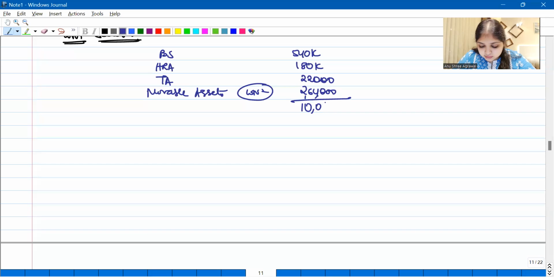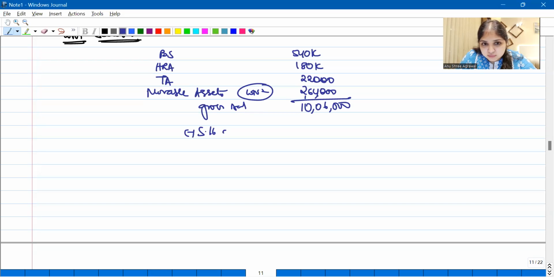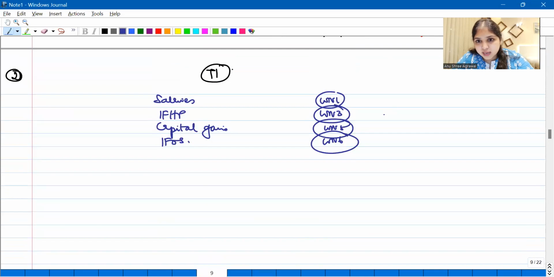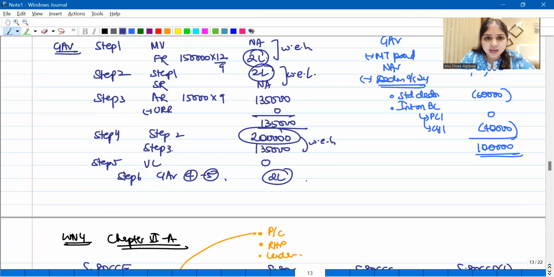This is 10,06,000. Does any adjustment come to your mind at this stage? I'm supposed to remember to subtract standard deduction, don't you think? I'm supposed to deduct section 16 deductions. Section 16, we have totally 3 deductions. No professional tax, no entertainment allowance. Straight away, I'll subtract standard deduction of 50,000. So my net taxable salary is going to be 9,56,000. I'll take this to my main answer. Salaries 9,56,000.